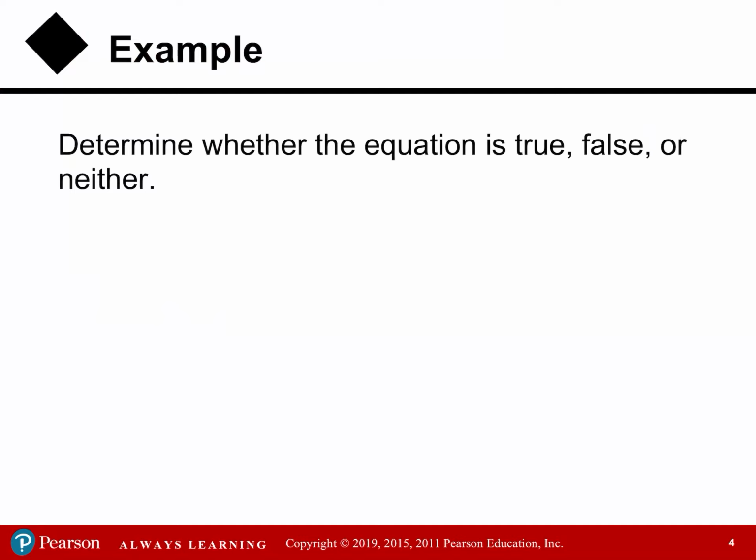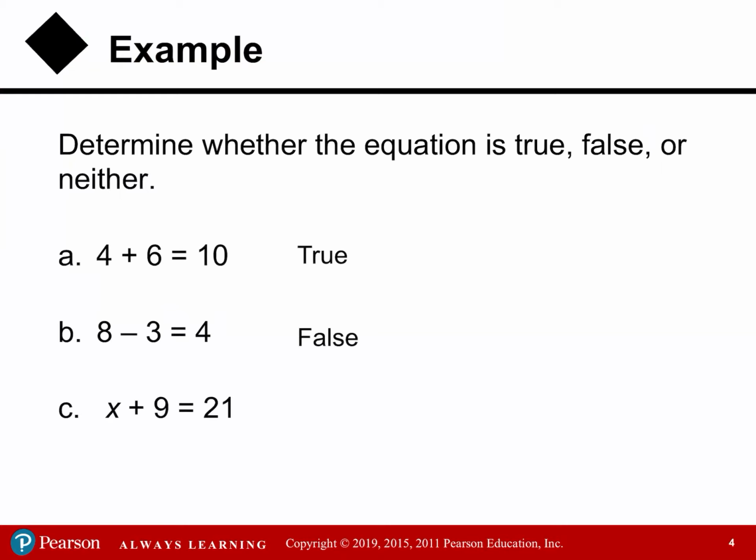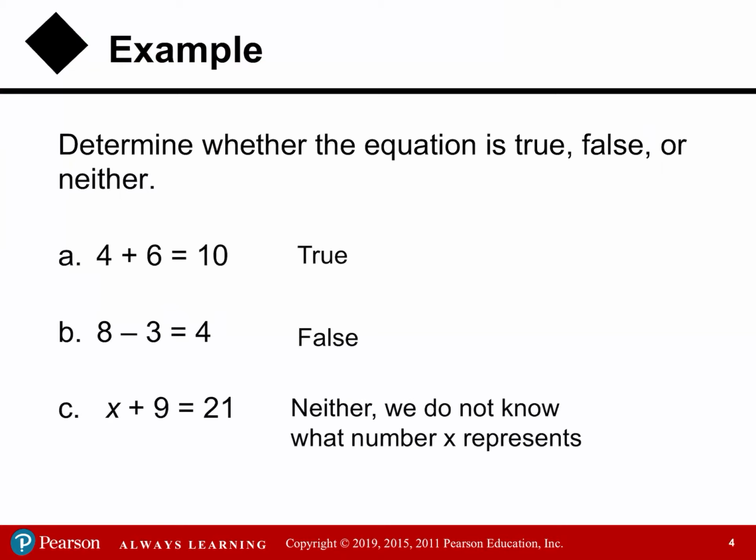Example: determine whether the equation is true, false, or neither. So we have 4 plus 6 equals 10. Is that true? Well, yeah. 4 plus 6 is 10. 8 minus 3 is 4. No, right? That's false. X plus 9 equals 21. Well, neither. We do not know what the number x represents. What is this?